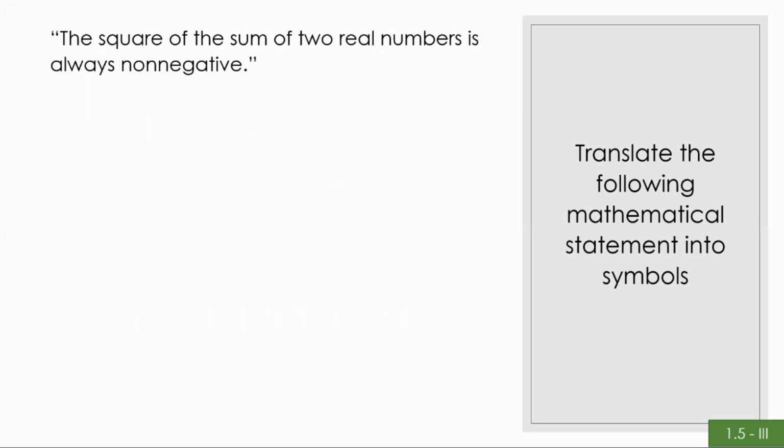The square of the sum of two real numbers is always non-negative. Take a second, see if you can figure this one out. This is what I got. We're talking about two real numbers, so the domain of x and y is all real numbers. And we're saying that this is always going to be true for any two real numbers. So we say for all x, for all y, take them, add them, square it, you get a number that is greater than or equal to 0.